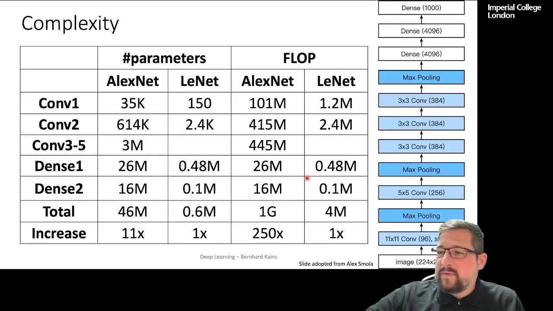Okay, so in terms of complexity, compared to LeNet-5, AlexNet is substantially more complex. It's about 250 times more computationally expensive than LeNet-5. However, in terms of the number of parameters, it's only about 10 times larger than LeNet-5, so that's not too bad. This brings us to an interesting point about the trade-off between computation and memory.